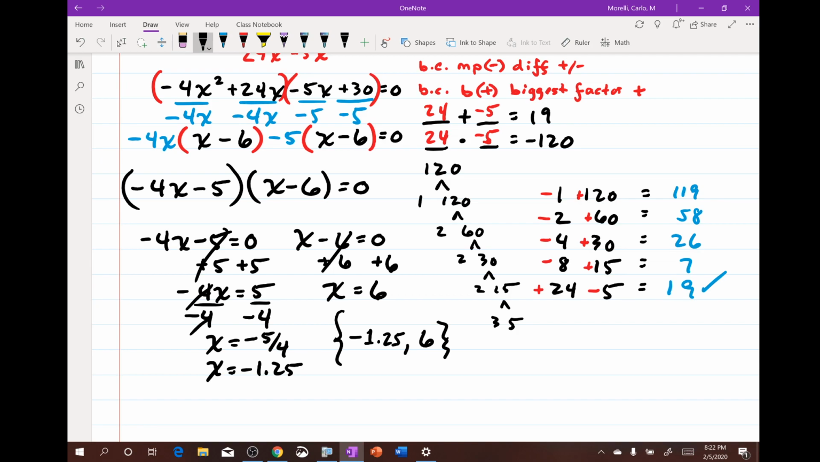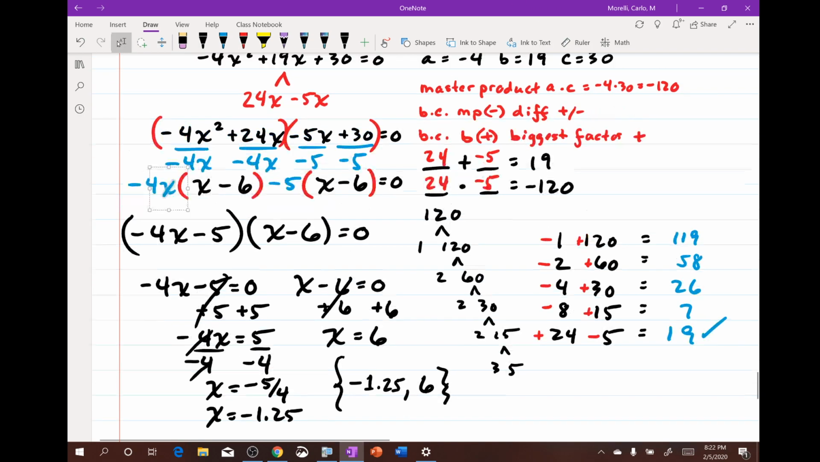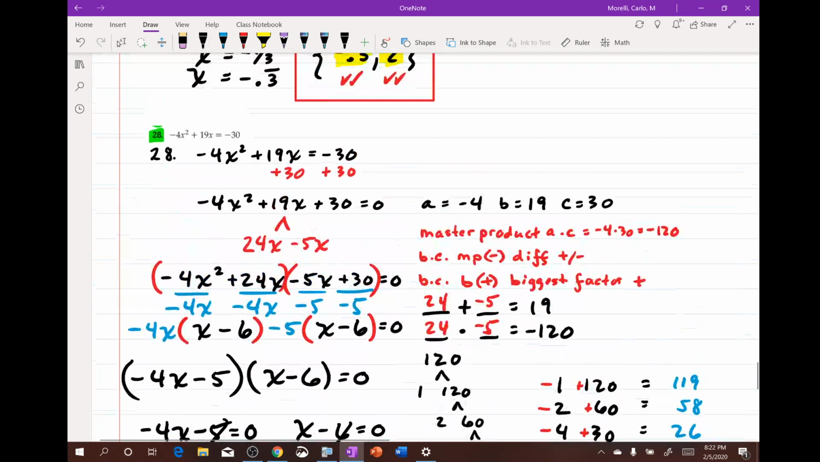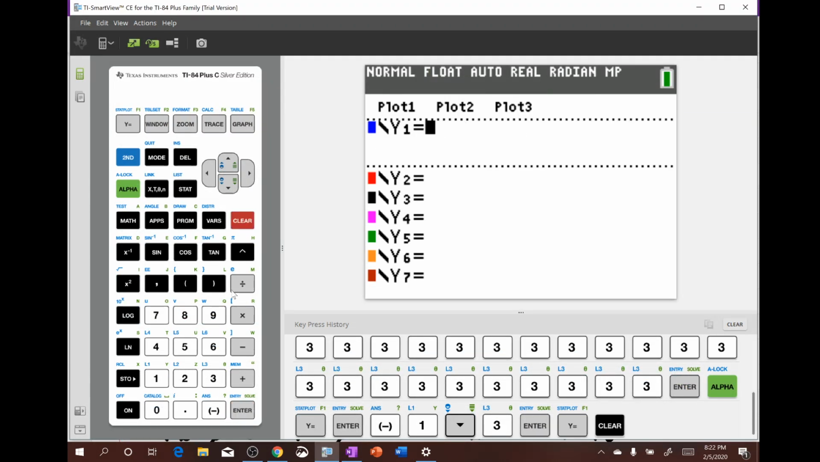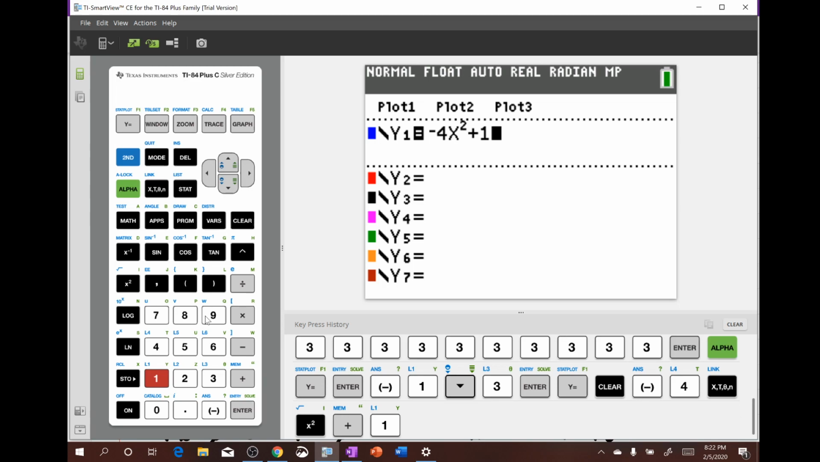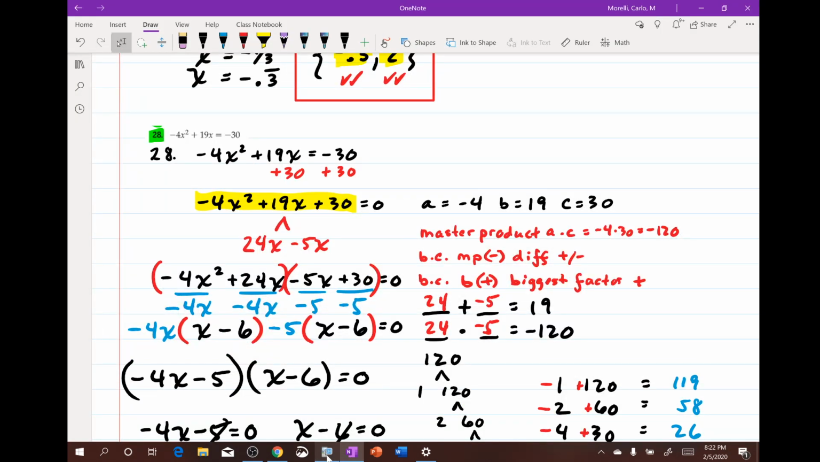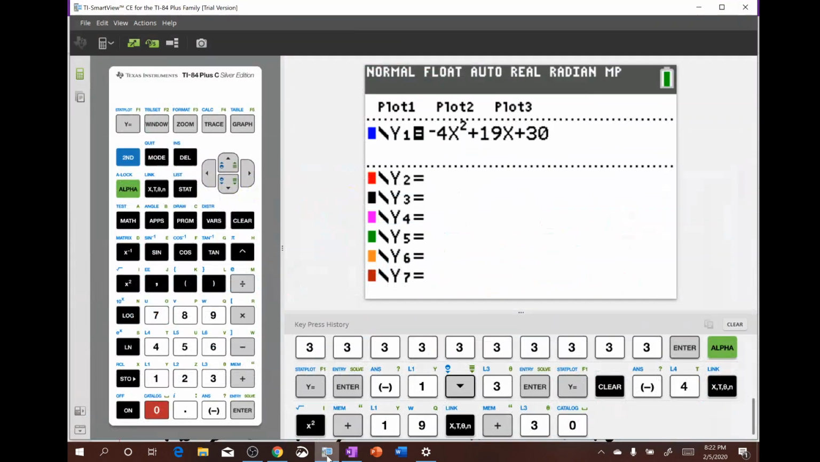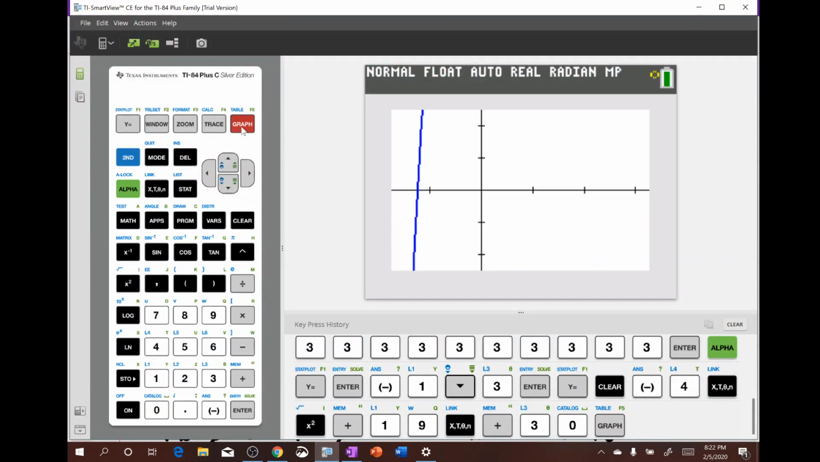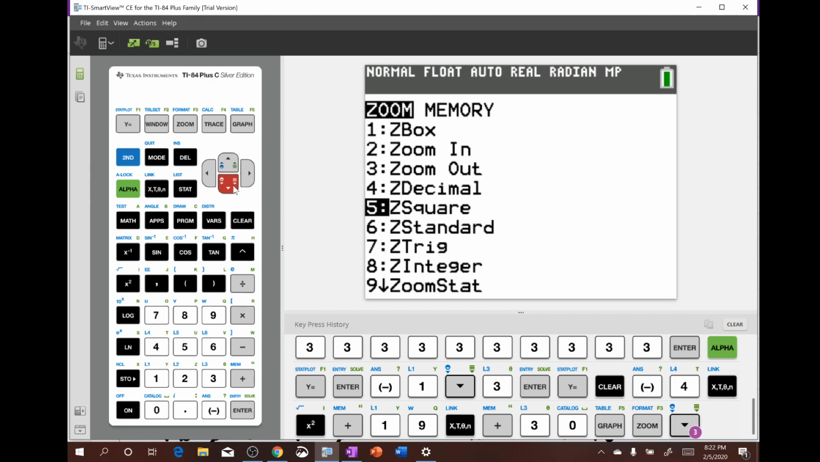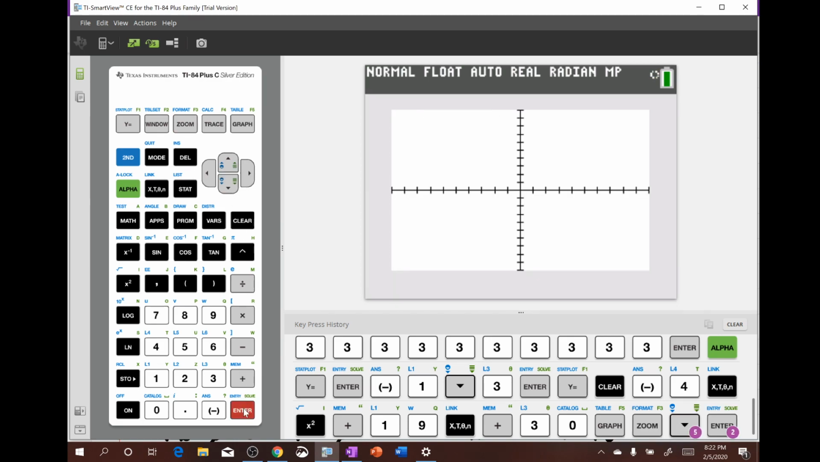And of course we want to check it in the TI or in a calculator if you're using your own phone. And remember, we're going to put it in standard form there: negative 4x squared plus 19x plus 30. We make sure that that's correct. Yep. Let's graph it. We need to get it zoomed correctly. Let me fix the zoom. This is from the previous problem.